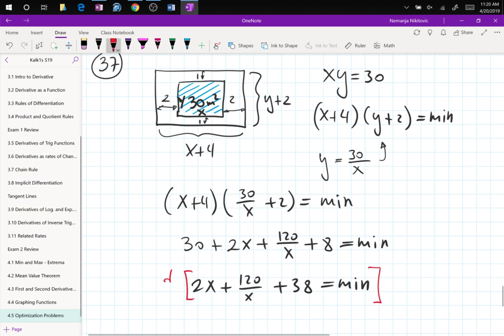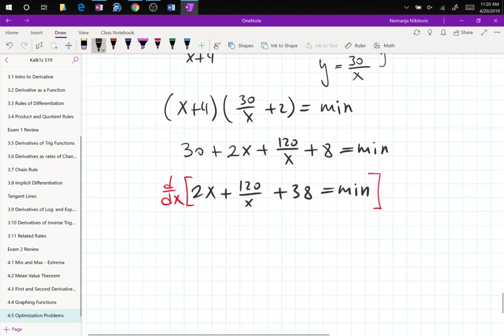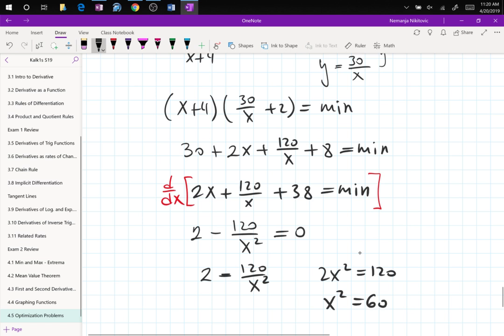So we can hit this with the derivative. 2 minus 120 over x squared equal to 0. Derivative of 38 is 0. Derivative of minimum is 0. So that all goes away. We have 2 equals 120 over x squared. Cross multiply. 2x squared equals 120. X squared equals 60.